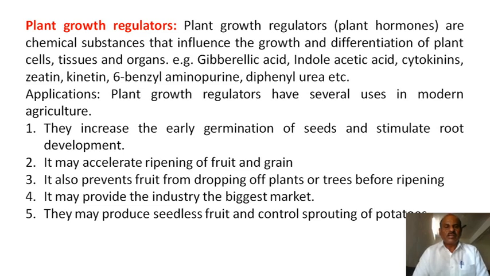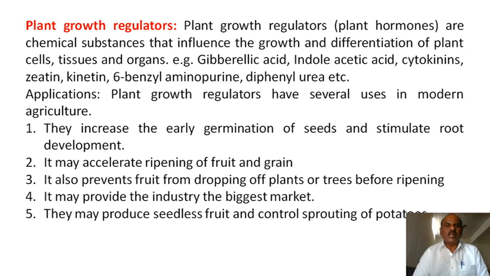Now in the TYBSc in Industrial Chemistry, there is one chapter, Agrochemicals. It contains the topic of plant growth regulators. Plant growth regulators are plant growth hormones. These are very essential chemical substances that have to be used today in modern agriculture industries for the proper growth of cells, tissues and organs.